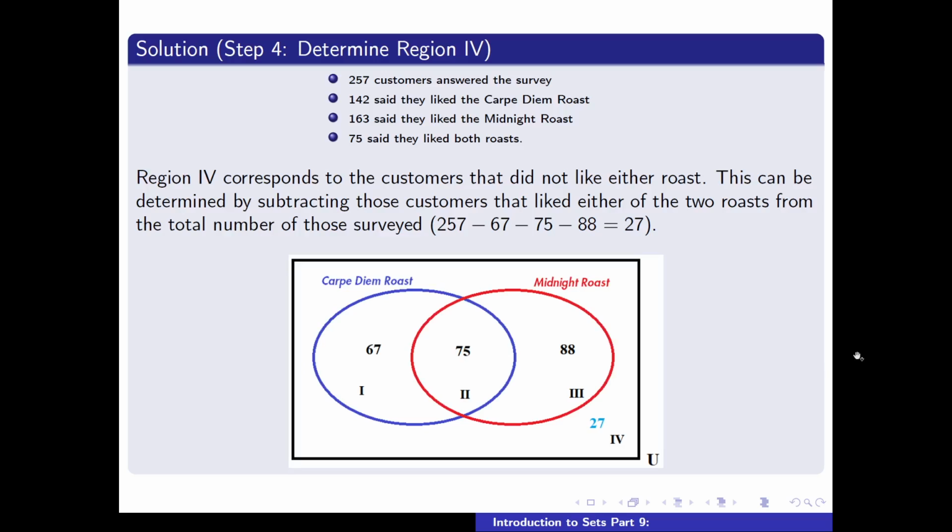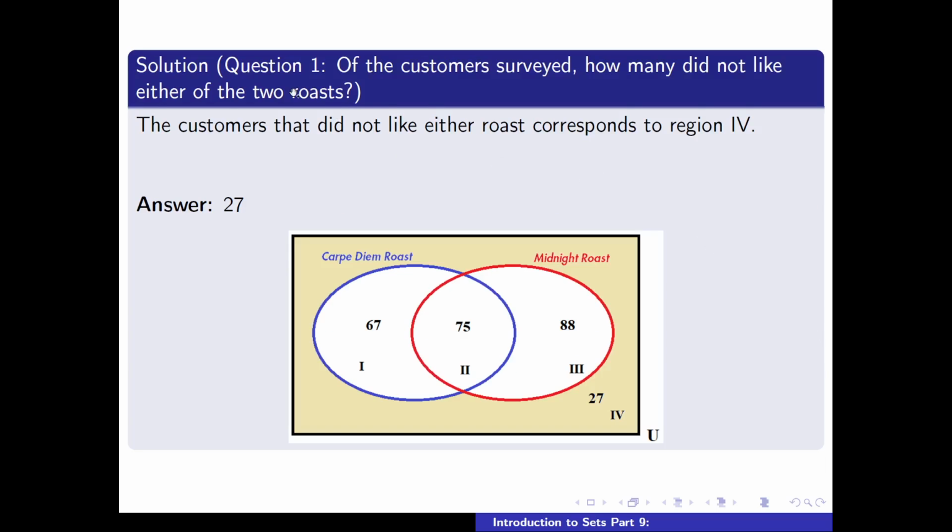All right, so moving on to the questions. So question 1 was, of the customers surveyed, how many did not like either of the 2 roasts? Well, the customers that didn't like either of the 2 roasts, as we already talked about, corresponds to region 4. So that's the number of customers that didn't like either roast, either the Carpe Diem or the midnight roast. And so that answer is 27, as we see shaded here in our beige color shading.